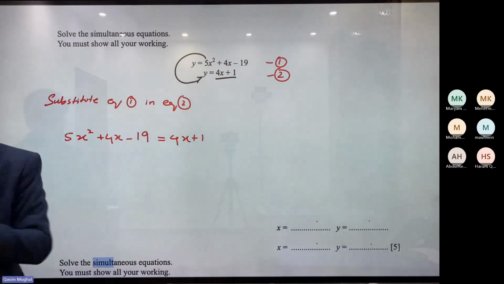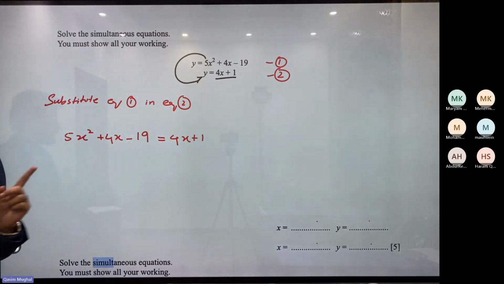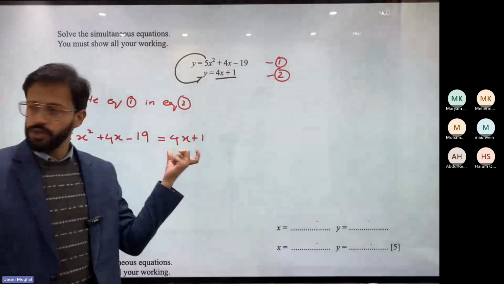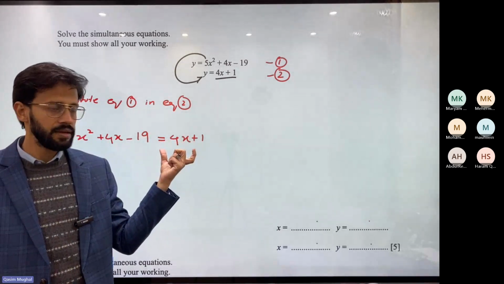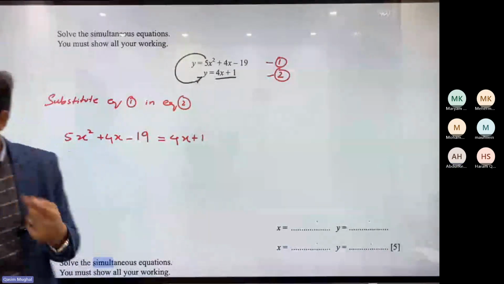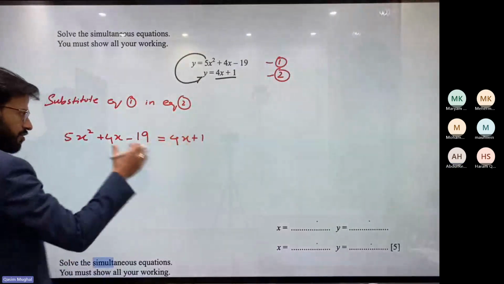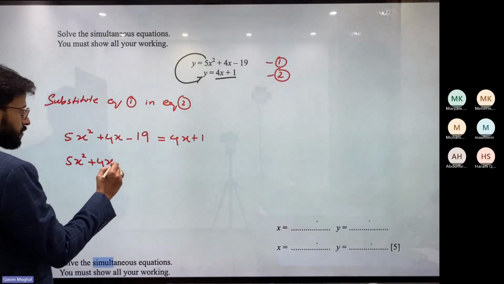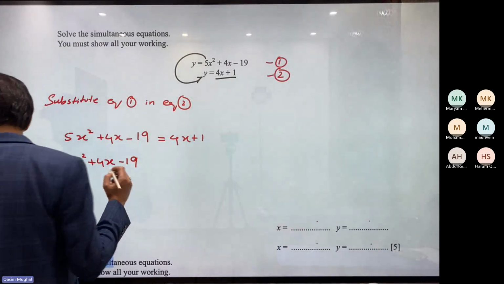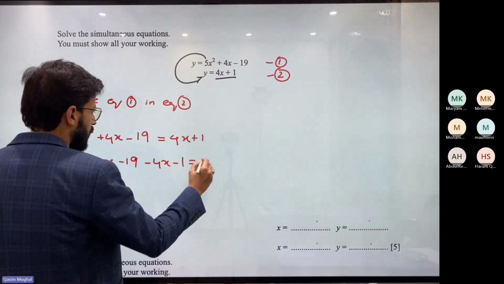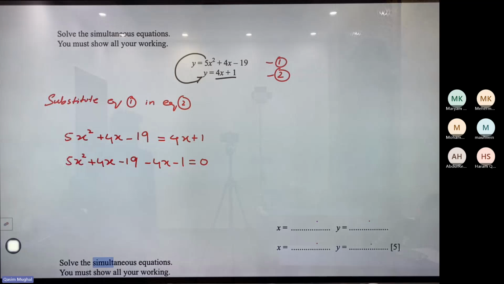Quadratic equation. Excellent. So rearrange this. In a quadratic equation, what do we have on the right hand side? When we solve a quadratic equation, what do we have on the right hand side? 0. So let's move everything to the left. 5x squared plus 4x minus 19 minus 4x minus 1 equals to 0.